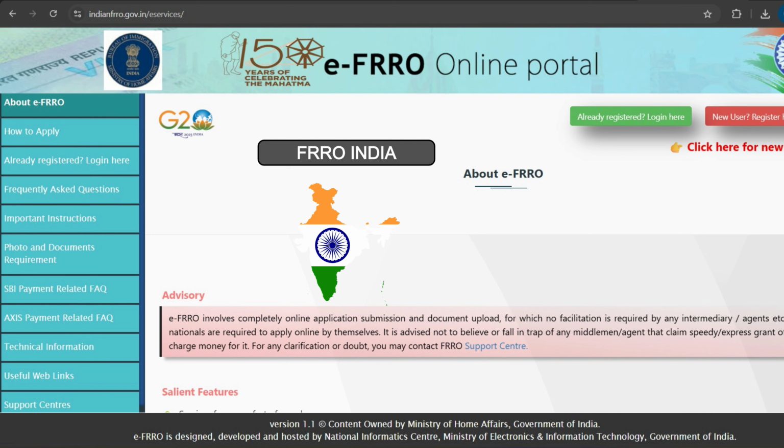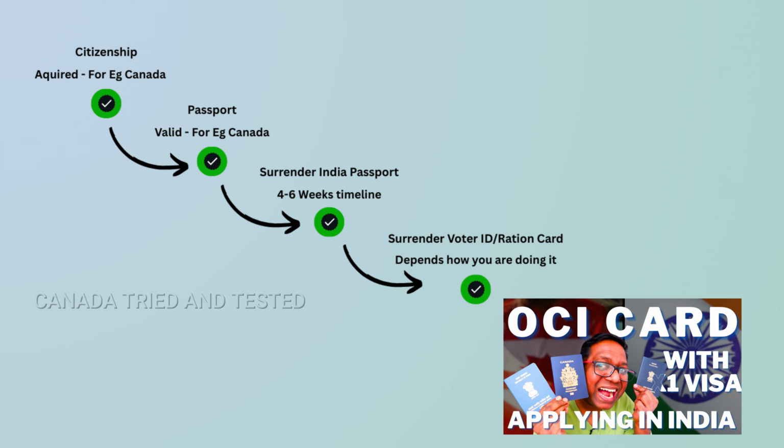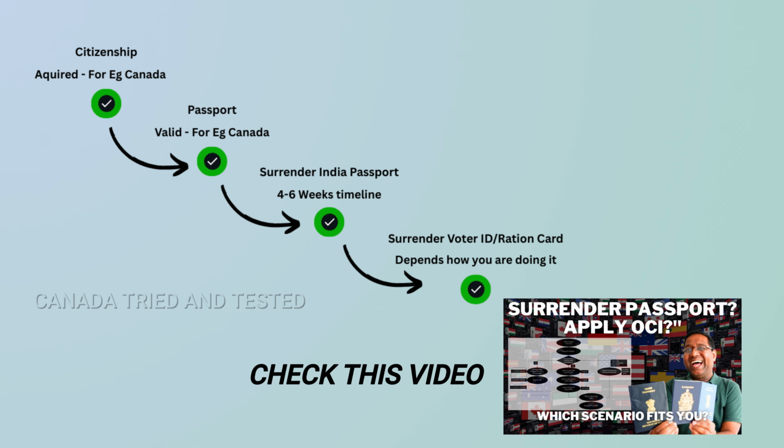In case you're doing this from India, then you have to go to FRRO. And if you have to do this in India, you cannot do this on your short-term visa. You will need an X1 visa. So I made a detailed video on various scenarios of doing this from India and from the country where you are. This video is going to give you a clearer picture of what is needed.